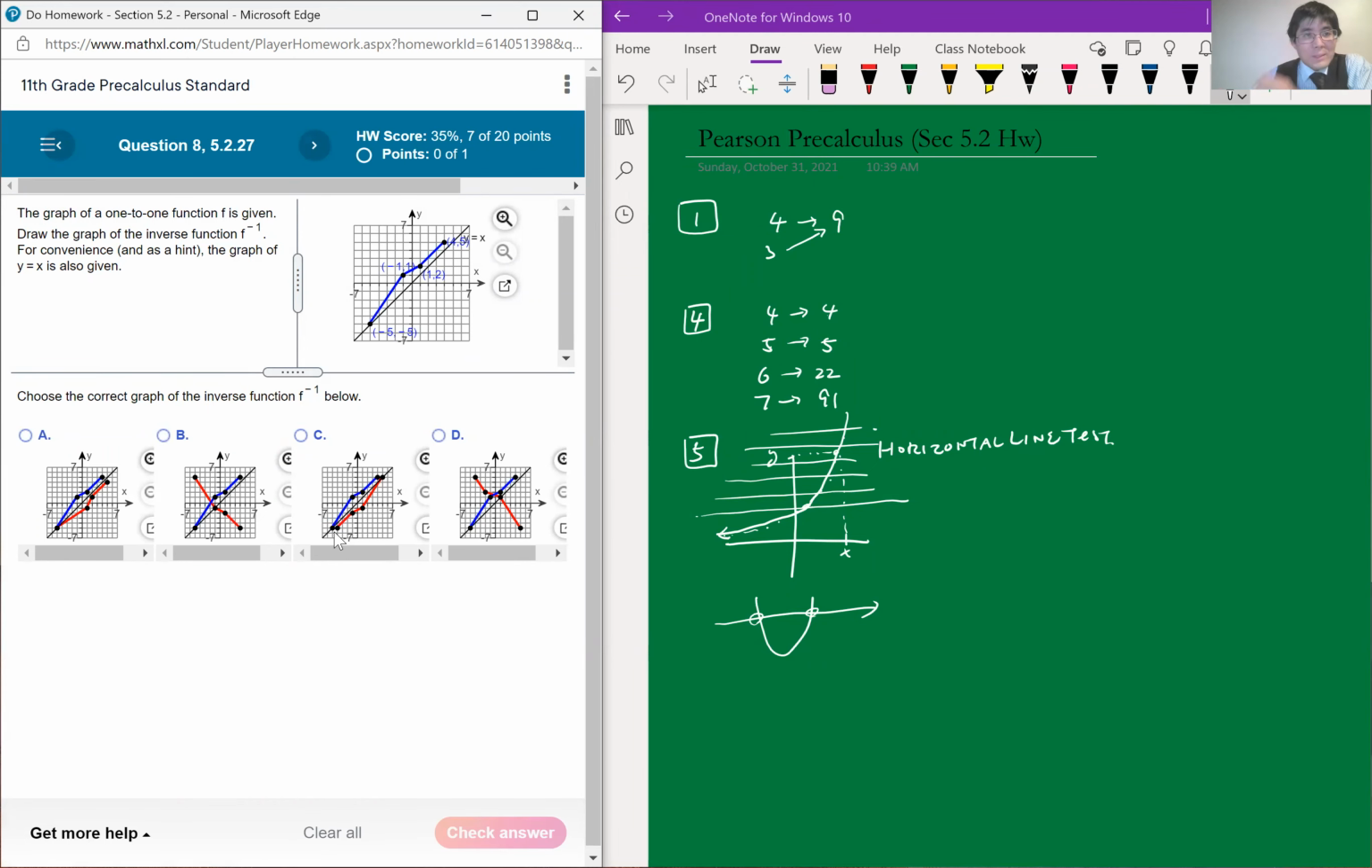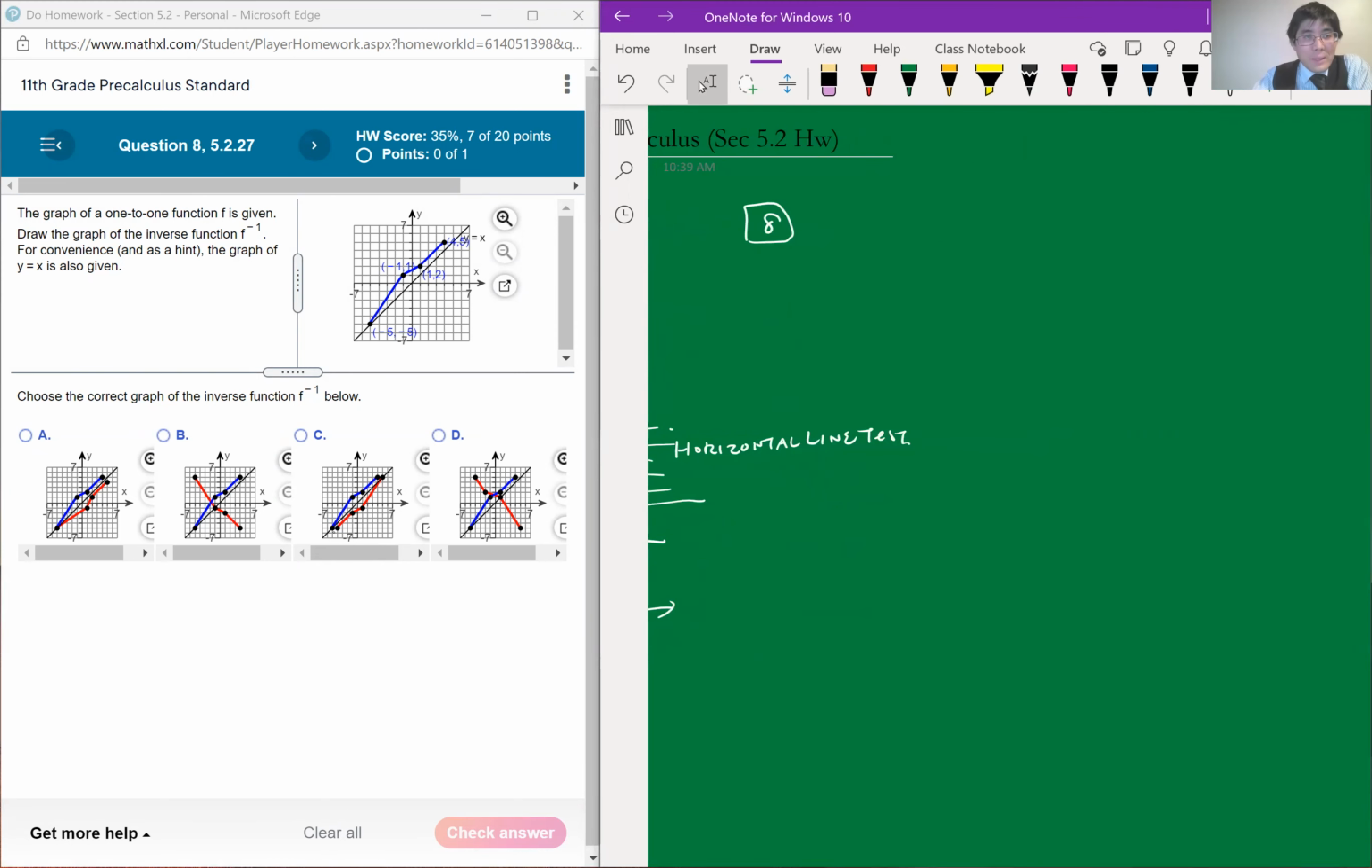Okay, now next question about the inverse function. Question number 8. The graph of a one-to-one function f is given. The function looks like this. It's monotonically increasing, so it is a one-to-one function as it passes the horizontal line test. So it has an inverse.